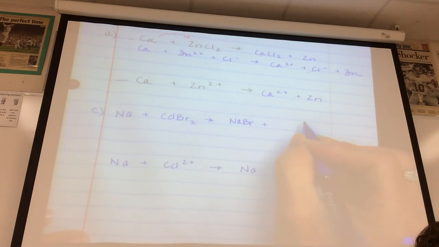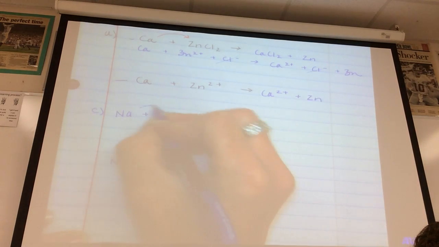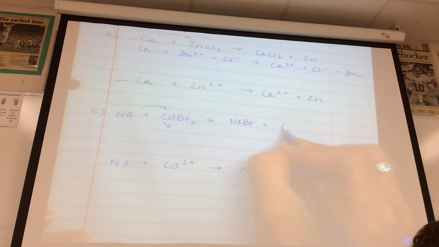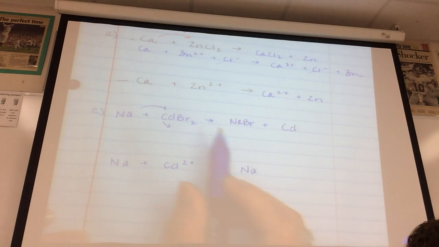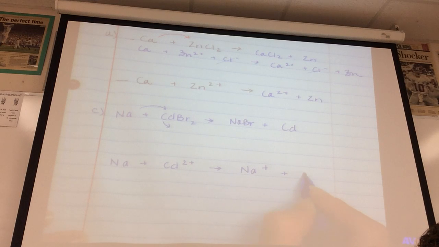And cadmium gets pushed, right? So the bromide cancels. What ion do you get from the sodium bromide? Why is it 1 positive? Because it's in group 1. And cadmium. Is that balanced?